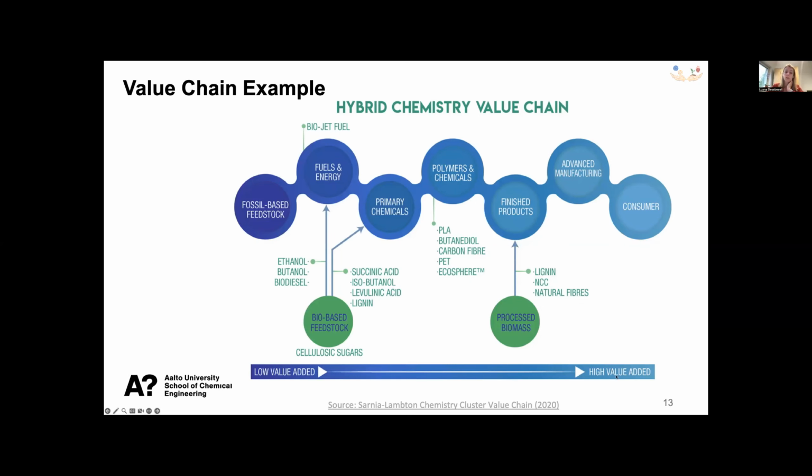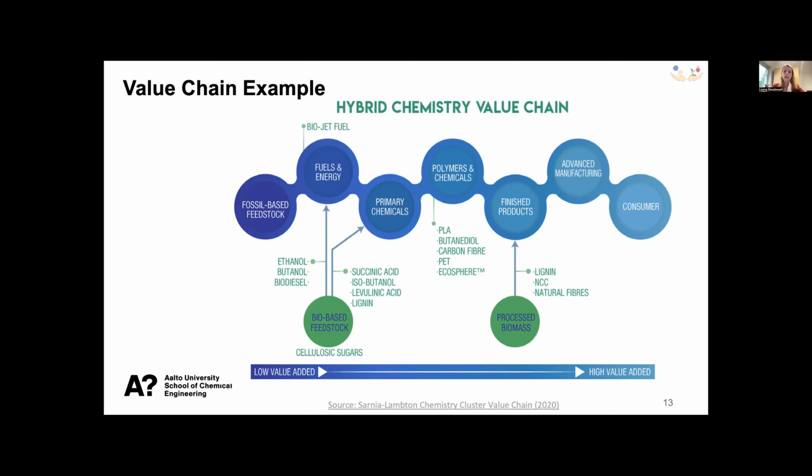Usually, the closer to the consumer your product is, the more value is added to it. But you see lignin here, which can be used for energy production. It can also be used to make finished products, to make plywood, to be the glue in the plywood, for instance, to make plastics, polymers, foams, and a finished product, so the product that goes to the consumer. So basically, you see the value chain, you see points of entry where different products can enter the value chain once they are produced in a biorefinery.